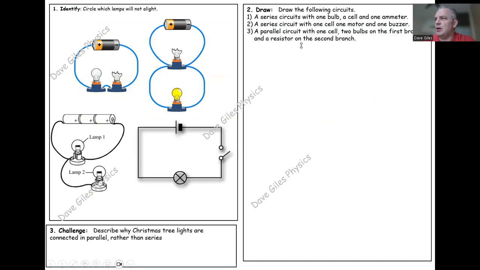Couple of questions now. Actually, we've kind of already done this one. We've talked about which ones will not light up, but have a go at drawing these using the circuit symbols, and describe why Christmas tree lights are connected in parallel rather than series.